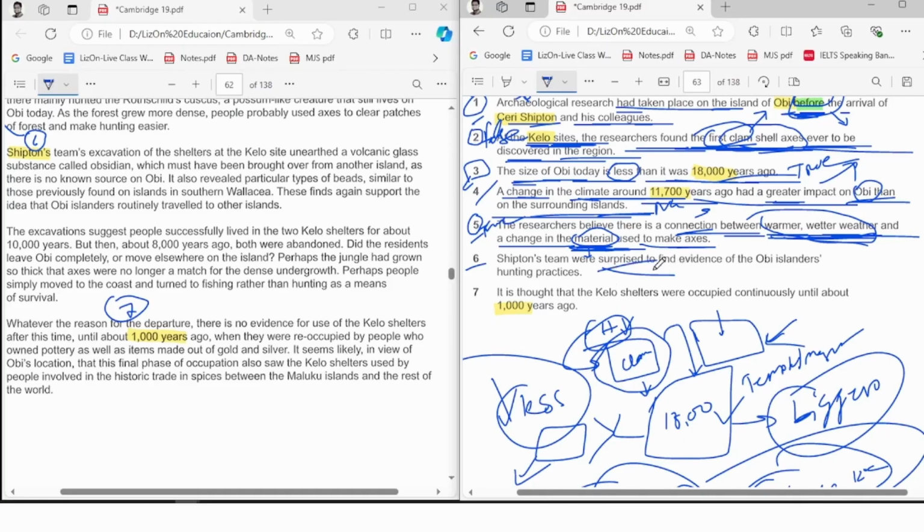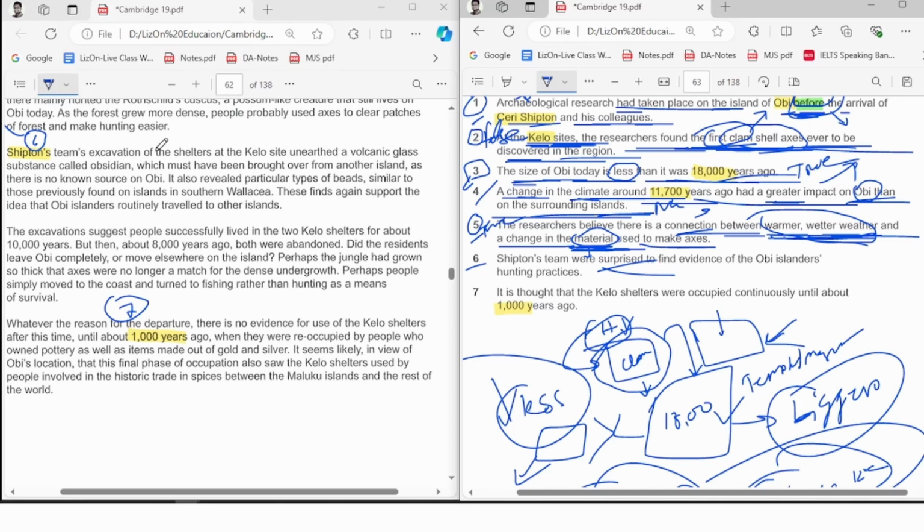Surprise means you didn't really expect that. Say, for your birthday, someone brought you a cake. You didn't know. You became surprised, right? Or you thought someone would bring the cake, but she or he didn't, and you became surprised, right? Surprise means you didn't think it was going to happen, and it happened. That is surprise, not usual things. You need to understand that Shimpton teams being surprised means they didn't expect to find evidence of the Obi Islanders' hunting practices. You need to look for why they are surprised. If they are surprised, then it will be true. If they are not, then false. If we can't find the information on whether they are surprised or not, then it will become not given.